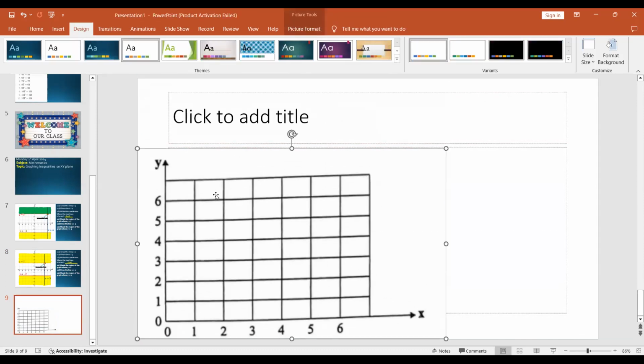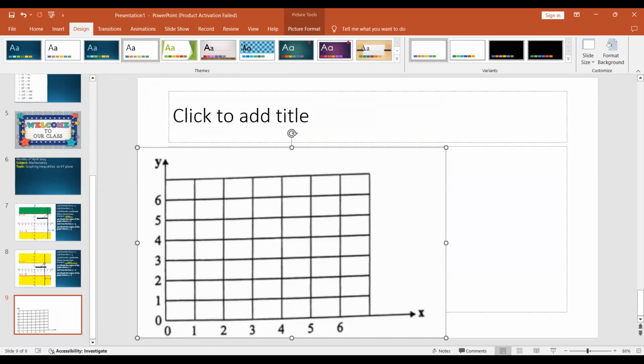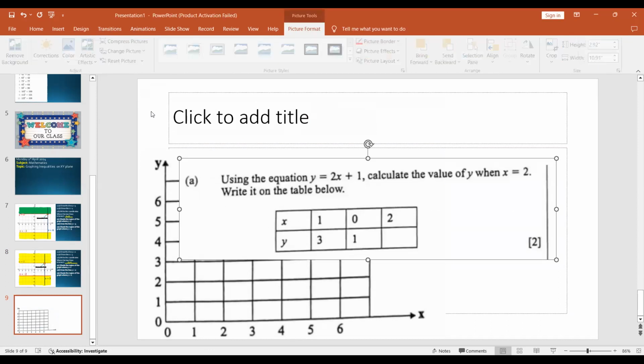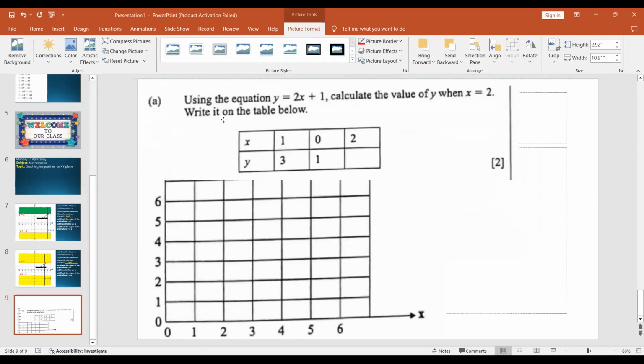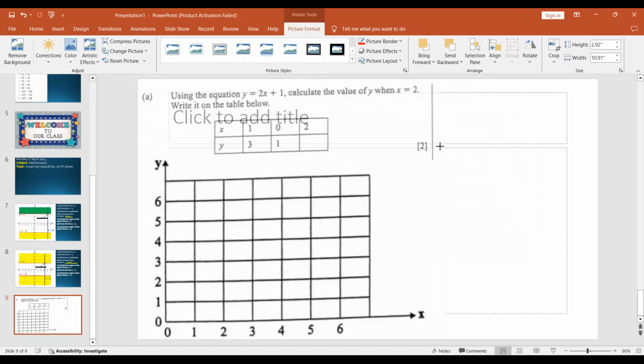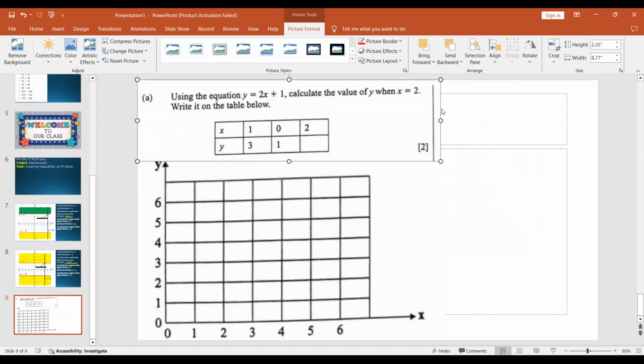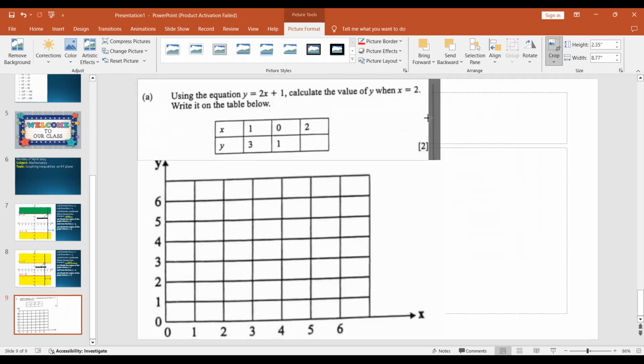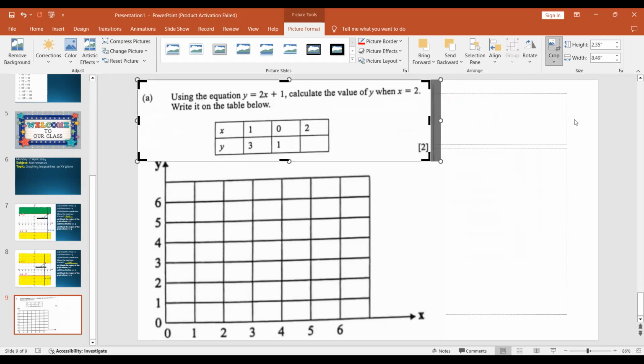I wonder where I should put it. Let's put it here. And then the question says, question A. This one is actually for 2 points. It says, using the equation y is equal to 2x plus 1, calculate the value of y when x is equal to 2.